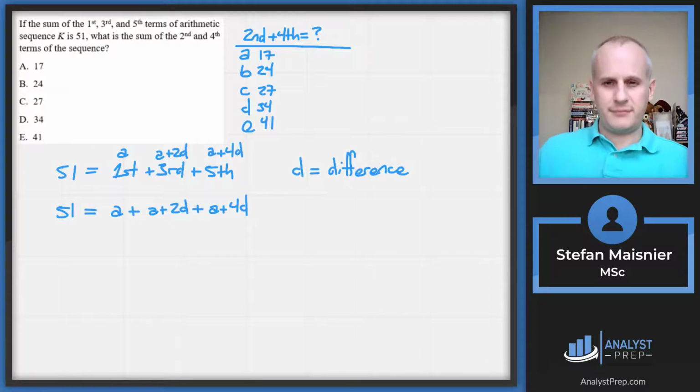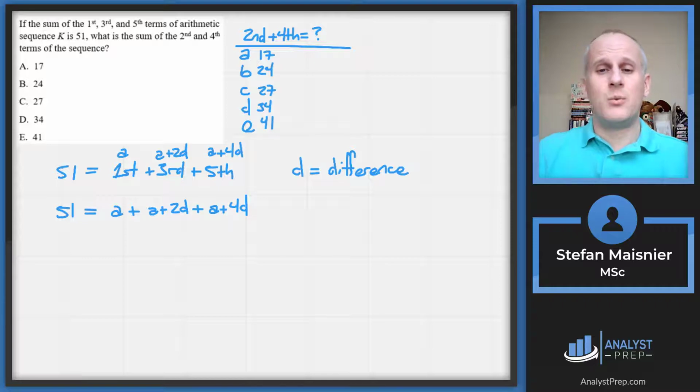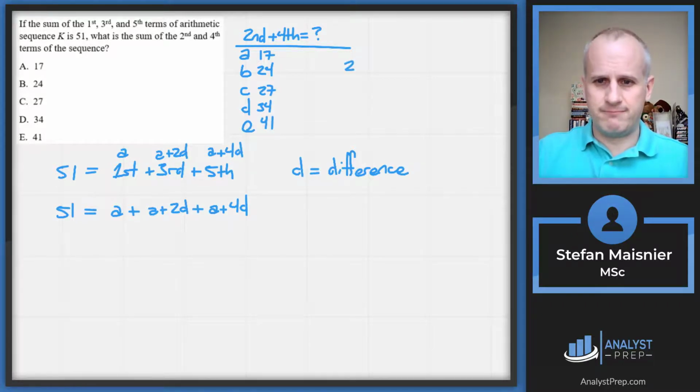Now, we're not looking for the first, third, or fifth terms. We're looking for the second and the fourth. So we know that our second term is going to be equal to A plus the difference just once, and our fourth term is going to be equal to A plus the difference 3 times.